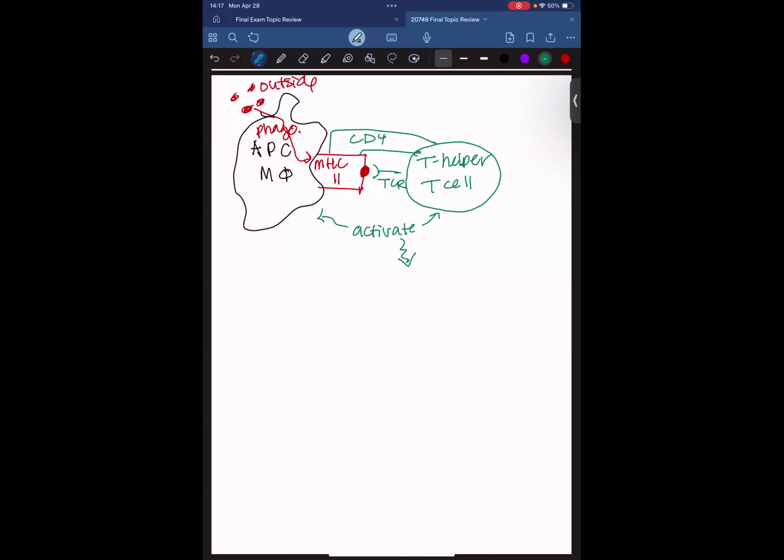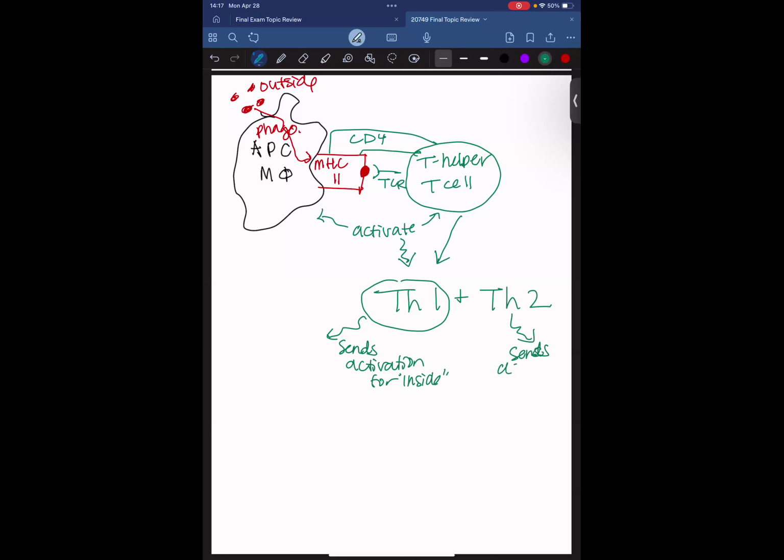And then that leads to this becoming TH1 and TH2. TH1 sends activation signals for inside stuff. TH2 sends activation signals for outside stuff.